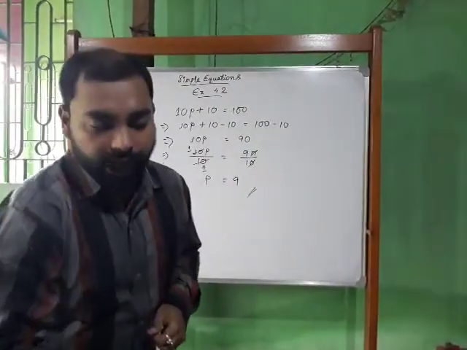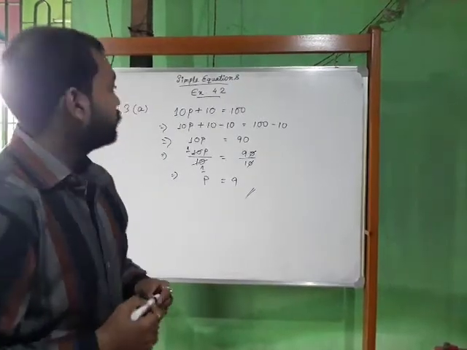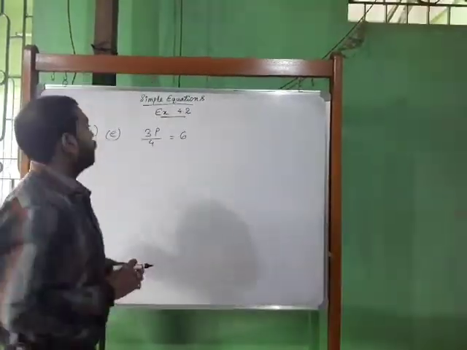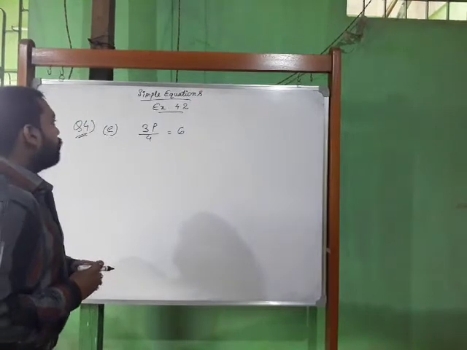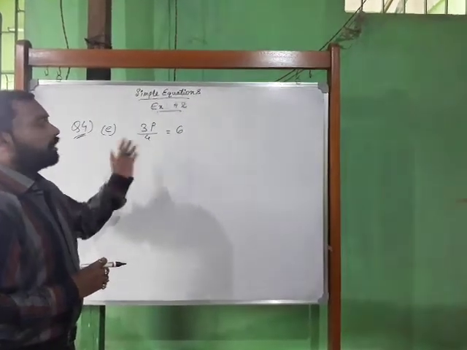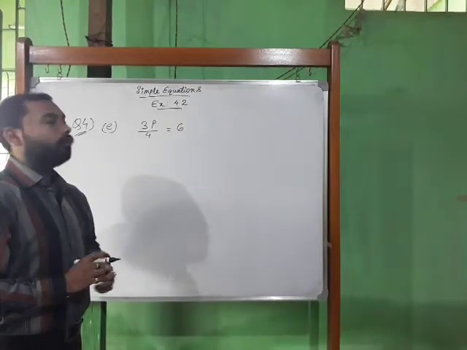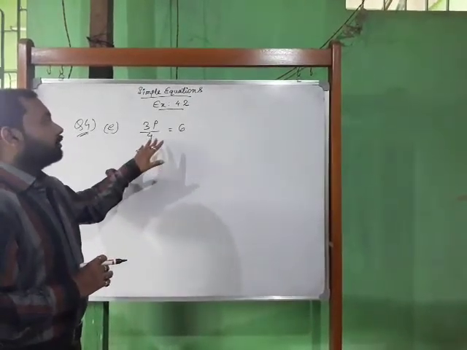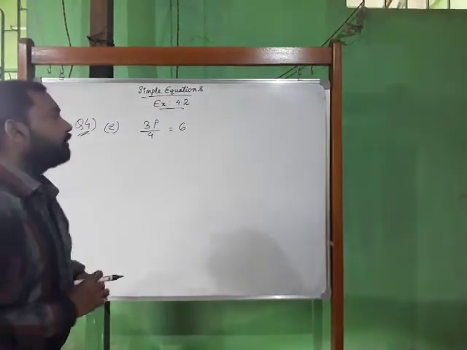Now let me show question number 4. Now question number 4e. Okay, as you can see the question, 3p by 4 equal to 6. Now let us solve this equation in a different way.